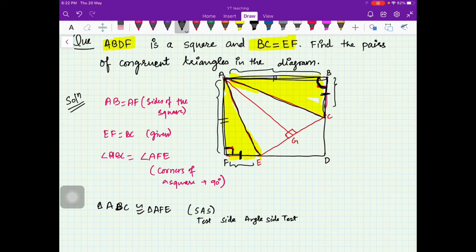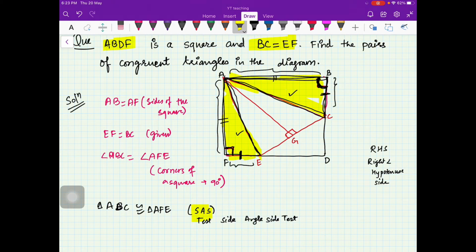One thing, students, I would like you to note: here you cannot say that because there is a right angle, this triangle is congruent to this triangle by RHS. RHS was a test where one angle should be a right angle, the hypotenuse should be equal, and one other side, either the base or the perpendicular, should be equal. Now here these are the hypotenuse. We don't know whether they are equal or not, so we are not saying these two triangles are congruent by RHS. Clearly they are congruent by SAS.